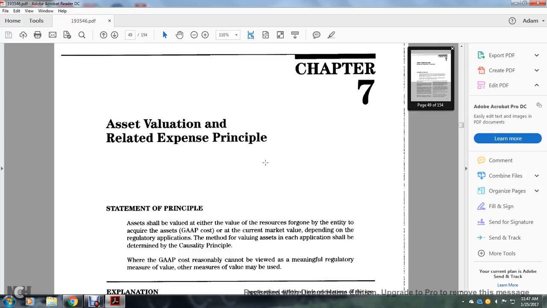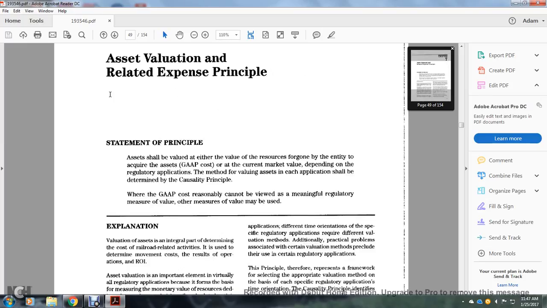Alright, we're at Accounting Principles Document 2nd, Volume 2, Final Report, 1987, Chapter 7, Asset Valuation Related Expense Principle. Statement: assets should be valued at either the value of the resource foregone, either the required asset, the government accounting auditing principal cost, or the current market value, depending on the regulatory application of the method of valuing assets, and each of the applications should be determined.